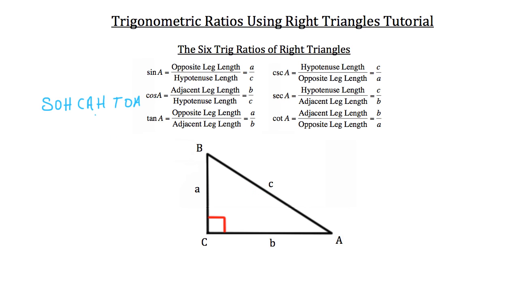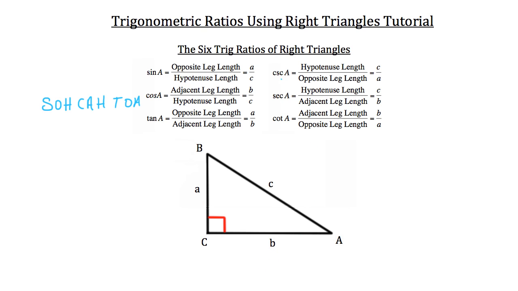You'll notice that cosine is adjacent over hypotenuse, so the leg adjacent to angle A, which is leg B here, divided by the hypotenuse C. Tangent is opposite over adjacent, so our opposite leg length of angle A, since we're taking the tangent of angle A, so the opposite leg is lowercase a here, and the adjacent leg is B here.